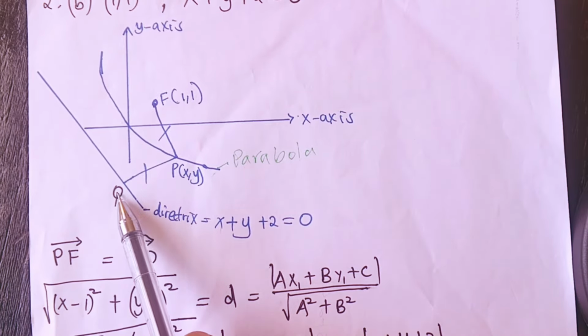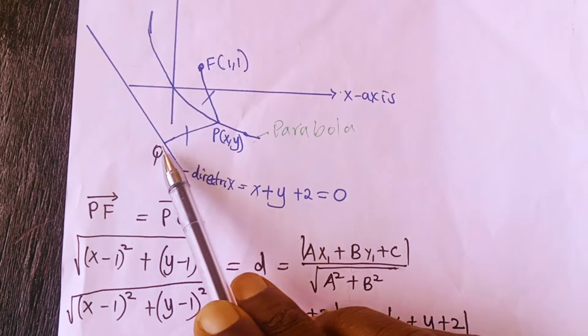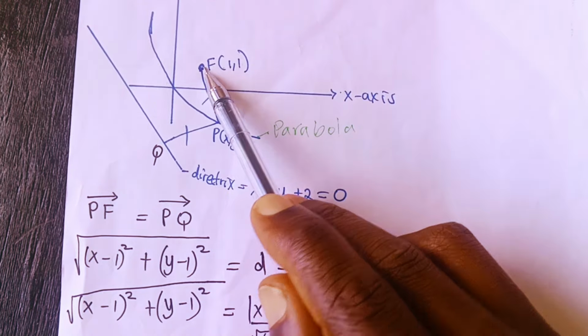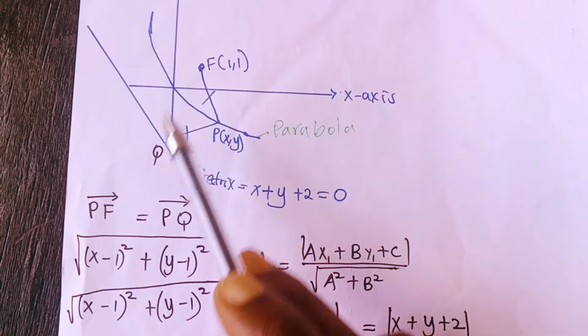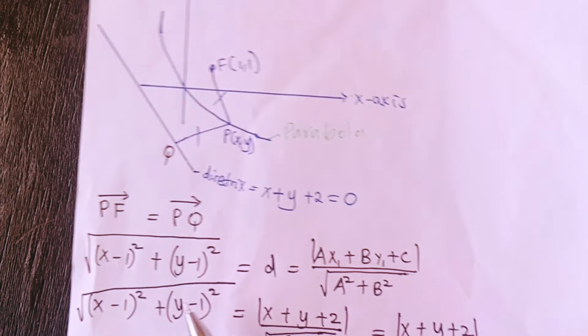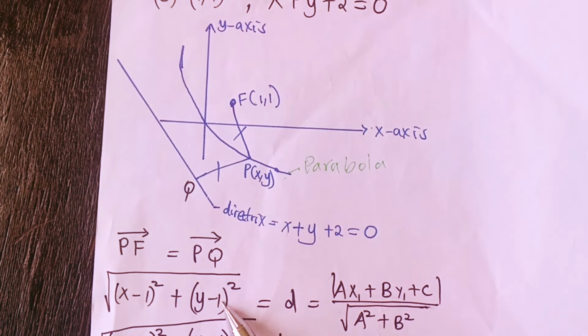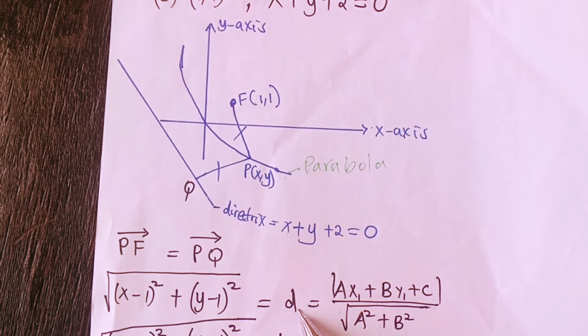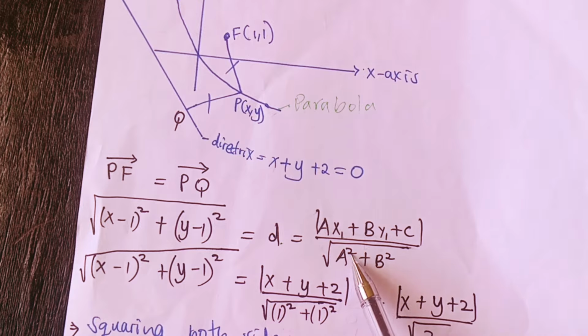So if this will be Q and P, you know that the distance from point Q to P is the same as from point P to the focus F. So the distance from P to F is the same as the distance from P to Q. So here it is going to be the square root of (x minus 1) squared plus (y minus 1) squared is equal to d, the distance, which is the same as, you remember, the distance between a point and a line is given by the absolute value of ax1 plus by1 plus c over the square root of a squared plus b squared.